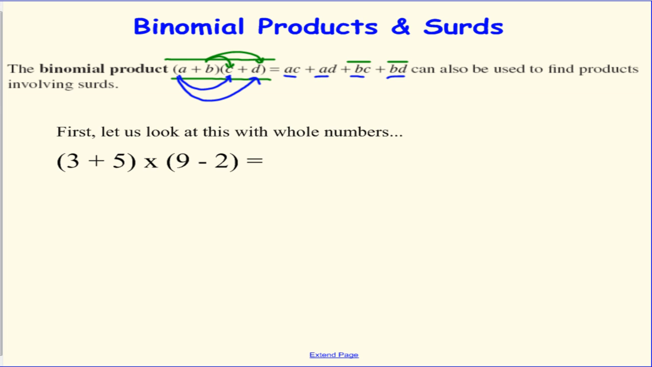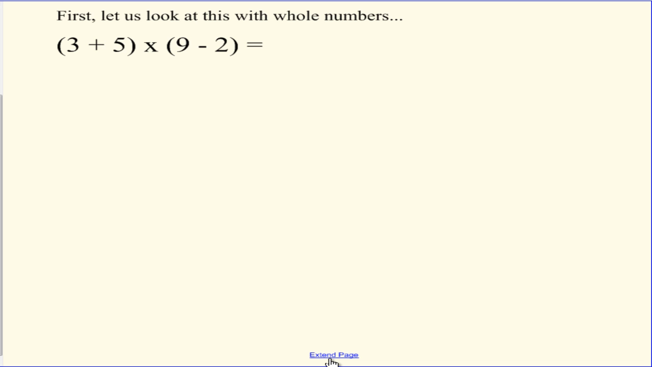What we're going to do is we'll look at this in a basic form. Instead of dealing with complex numbers or surds or anything, we'll just look at it with whole numbers to start with. So here we have 3 plus 5 multiplied by 9 minus 2. Now most of us, according to our BODMAS, would deal with this by doing the brackets first. We would add those together and we would have 8 multiplied by 9 minus 2 is 7, and that would get us 56.